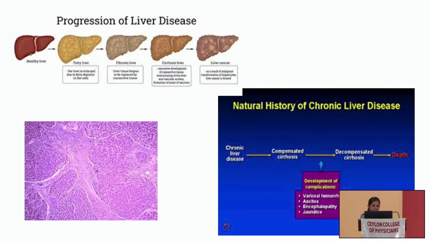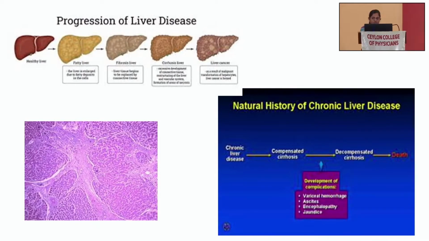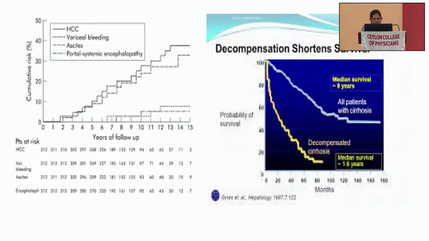We know it's a spectrum of disease which goes through compensated cirrhosis and moves to decompensated cirrhosis. If the patient has compensated cirrhosis, they do not warrant liver transplantation. But if they develop any complications or decompensated cirrhosis, then they need a liver transplantation.